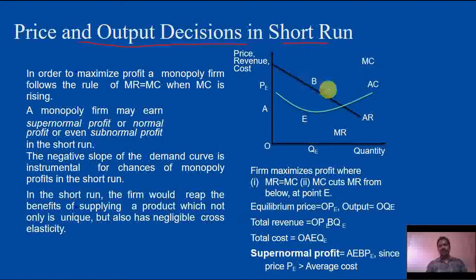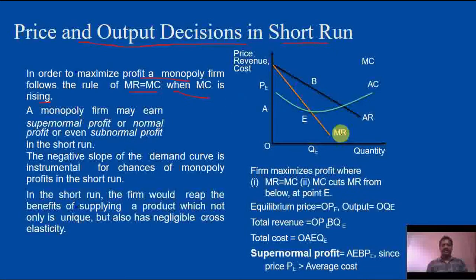Then what about average revenue? It is the receipts of income received per good sold. Then we have the marginal revenue, the additional revenue receipts, which slopes downwards and is less than the average revenue, also called the demand curve. So in order to maximize profit, a monopoly should follow the rule that MR equals MC when MC is rising.